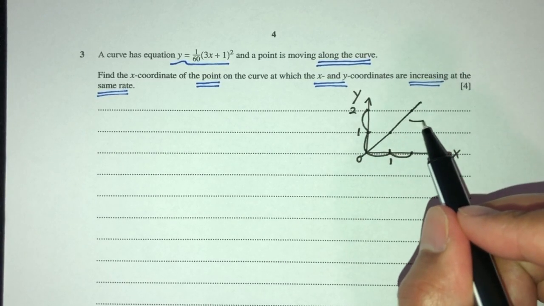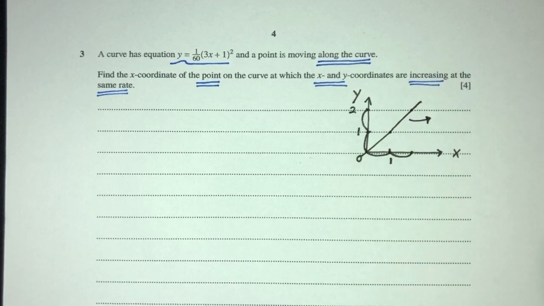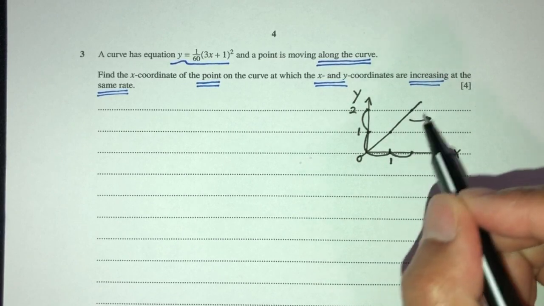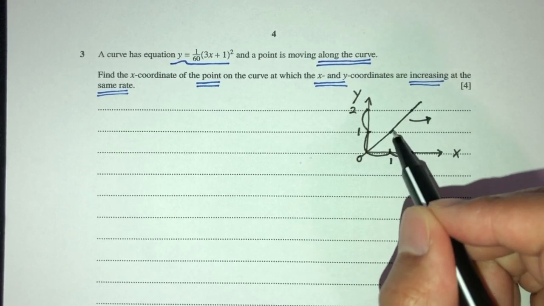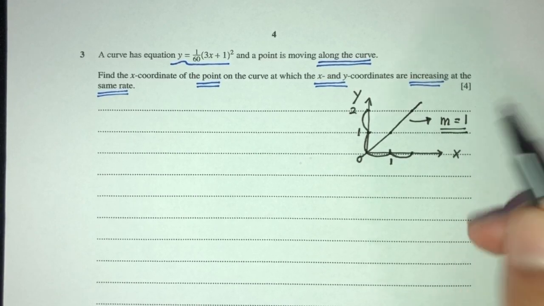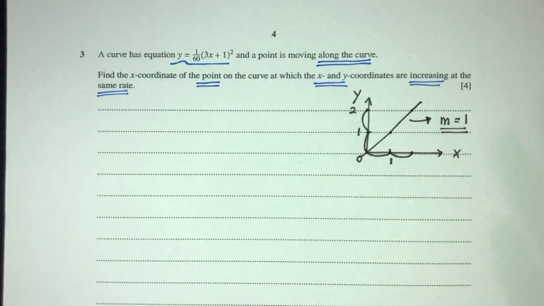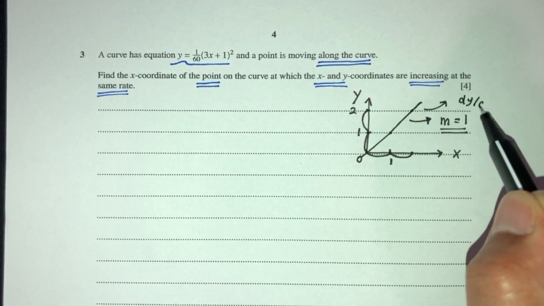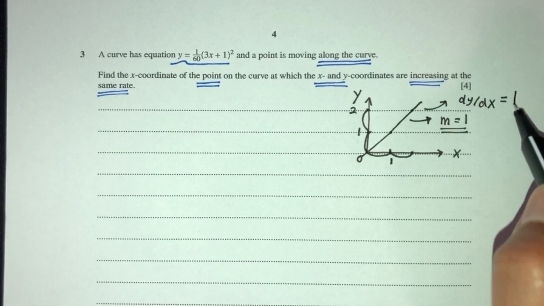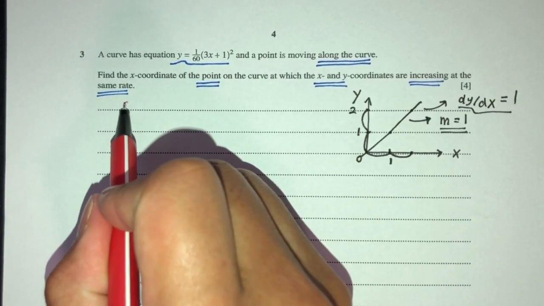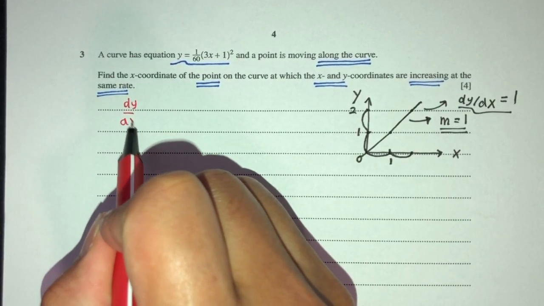Now, what is the gradient of this direction? Pretty simple. It is a straight line, right? We use the height by the base, so 1 by 1. The gradient of this line will be the value of 1, which means if x is increasing at the same rate as y, we understand at that point dy by dx, which is the gradient, has to be the value of 1. So using this knowledge right here, we have to solve for that point. So first thing first, we have y as this, so find dy by dx to begin with.